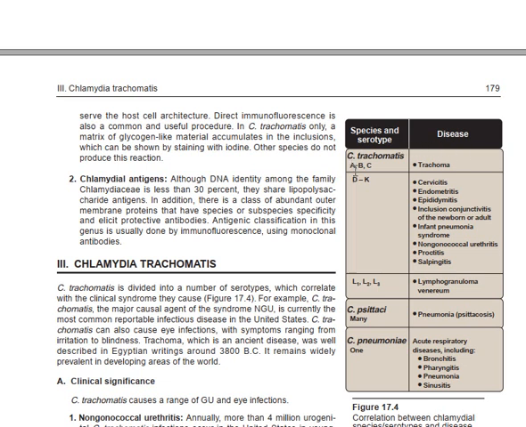So the species, you need to know that Chlamydia trachomatis is one species, the next species is Chlamydia psittaci, and the last species is Chlamydia pneumoniae. Under Chlamydia trachomatis, you have the serotypes A, B, C. The A, B, C serotypes result in the disease called trachoma. The D to K serotypes result in cervicitis, endometritis, epididymitis, inclusion conjunctivitis of the newborn, that's neonatal ophthalmia neonatorum. They also result in infant pneumonia syndrome, non-gonococcal urethritis, proctitis, and salpingitis.